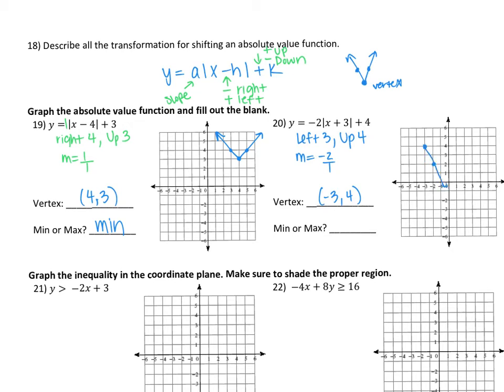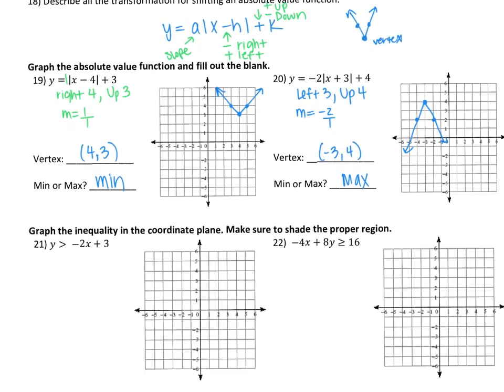And then I'm going to graph my lines. So I need to do it symmetrically, so I'm going to go down 2 over to the left 1. And there we go, we have our absolute value. Notice that this time this vertex here is sitting at the peak of the V, so this is a max. And there we go. So that's 20.